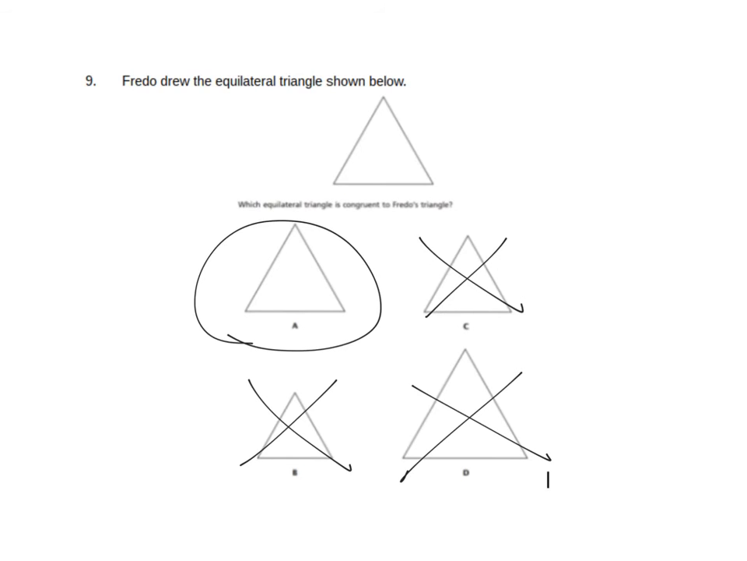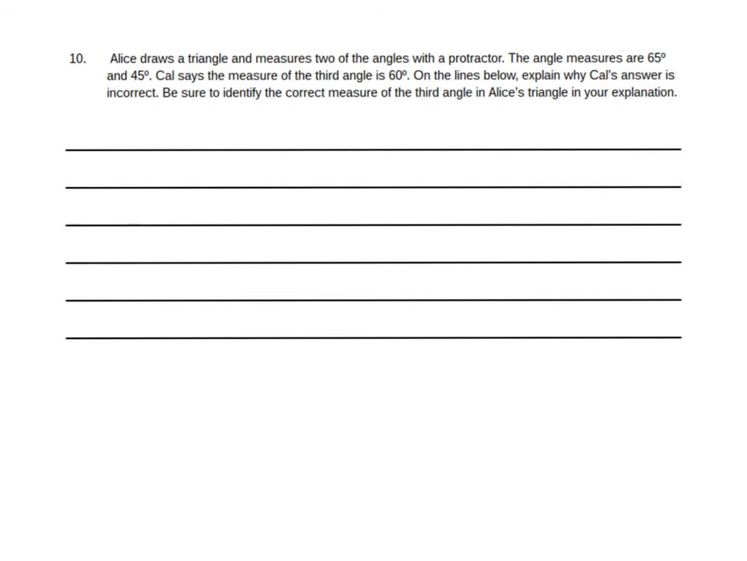Alice draws a triangle and measures 2 of the angles with a protractor. The angle measures are 65 degrees and 45 degrees. Cal says the measure of the third angle is 60 degrees. On the lines below, explain why Cal's answer is incorrect. Be sure to identify the correct measurement of the third angle in Alice's triangle in your explanation. So we talked about this in a previous question, but let's talk about it again in case you didn't listen.